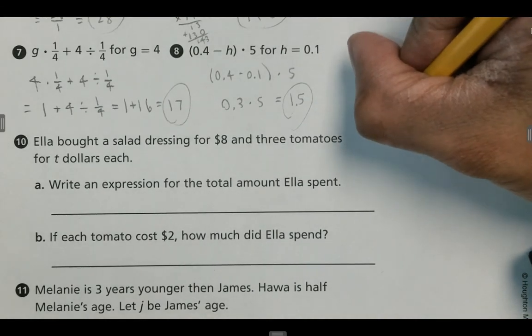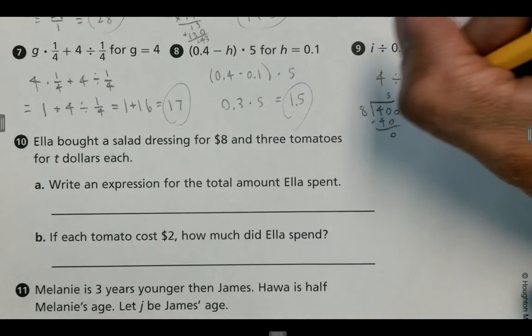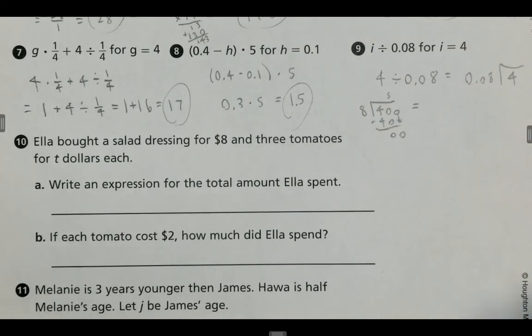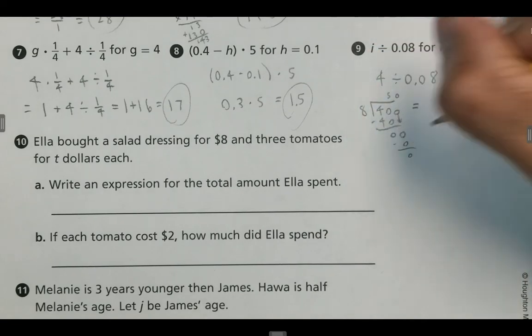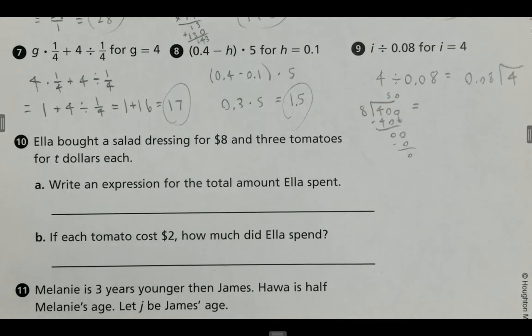8 times 5 is 40. Subtract that out, bring down the 0. 8 goes into 0 0 times. 8 times 0 is 0. Subtract that out. Nothing left over, nothing left to bring down, so we have a final answer of 50.